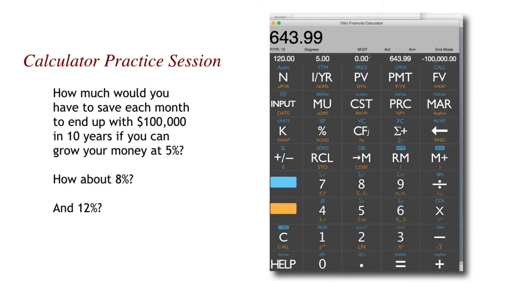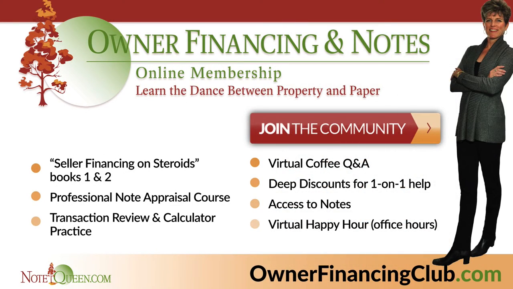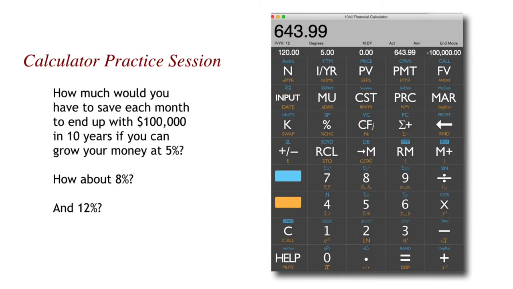So if I can grow my money at 5% and I want $100,000 in 10 years, I've got to put this much away per month. What if I could grow it at 8%? Okay, great. Now I only have to put away 546. And this is assuming it's sort of like an annuity, which is tough to do in real life with notes and properties, but I think these are interesting practices. What if I can grow it at 12%? Then I only have to put in 434.